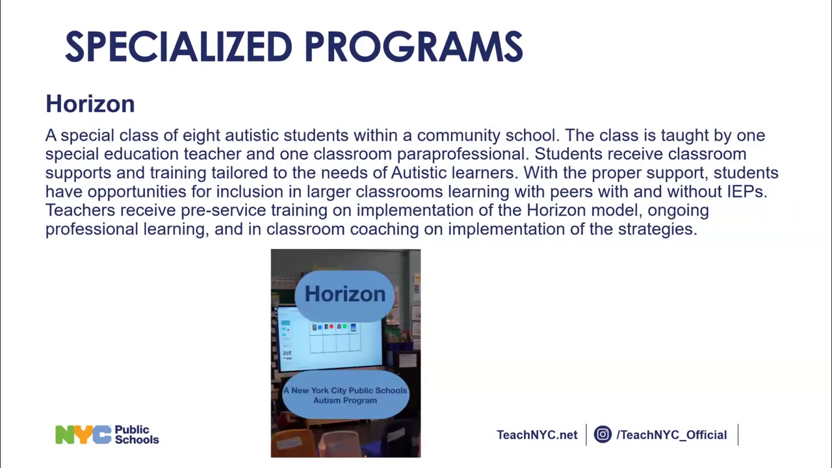Next, we have Horizon. Horizon is a small class setting in your neighborhood public school for autistic learners. 8 students. They get focused social skills practice and visual strategies. Some characteristics include social curriculum, sensory tools, practices based on principles of ABA, applied behavioral analysis. The school-based individualized education program team once again determines if this program is the best fit for the students that are enrolled.